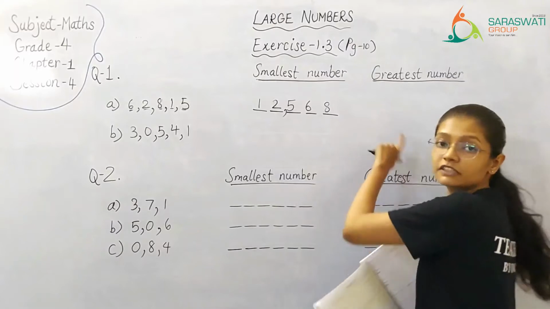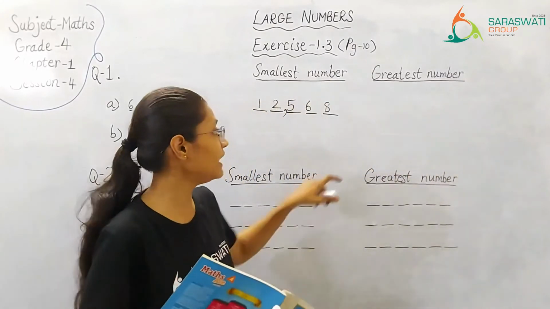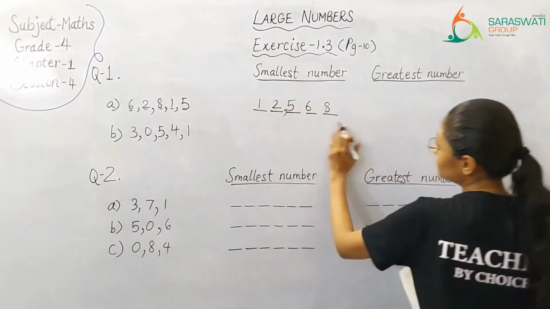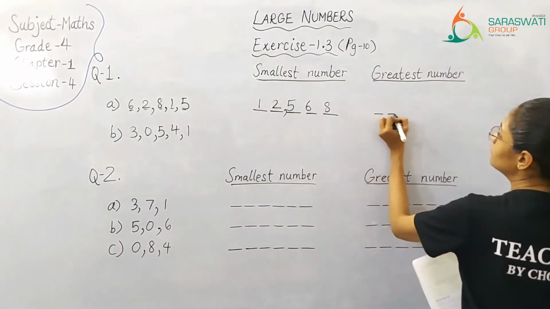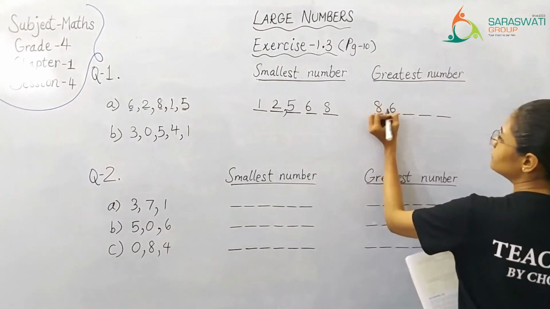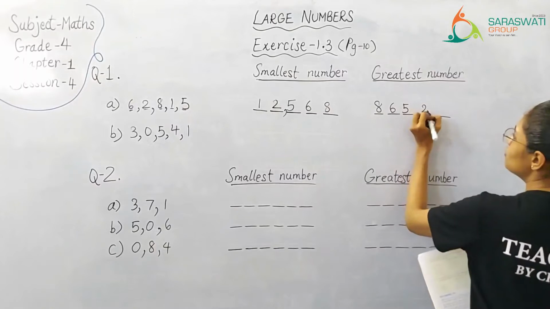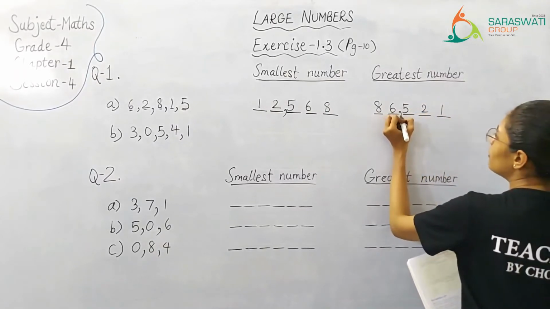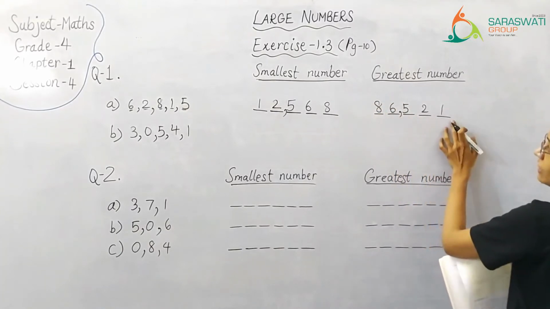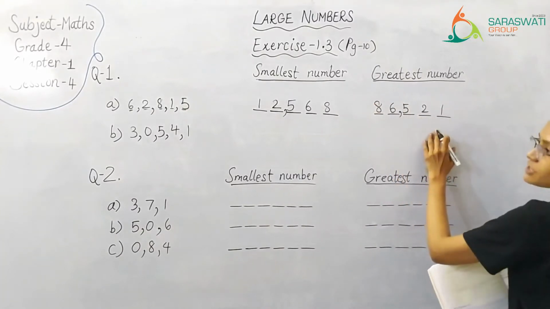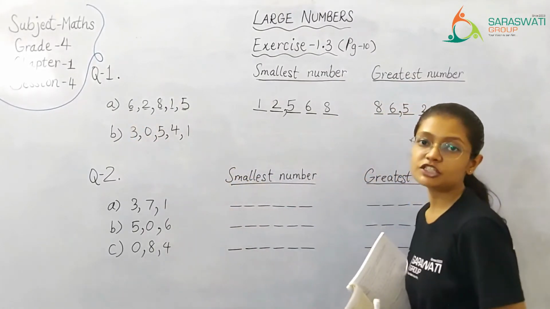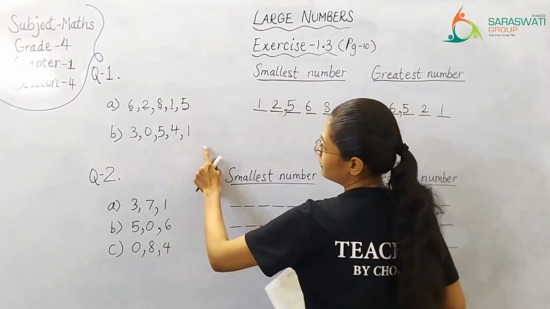Now the greatest 5-digit number that is formed will be, you have to arrange the digits over here in descending order. So the reverse of this order. So 8, then 6, then 5, then 2, then 1. Putting the comma over here, we have the number 86,521, which is the greatest 5-digit number formed using these 5 digits, using each digit once. Then over here.